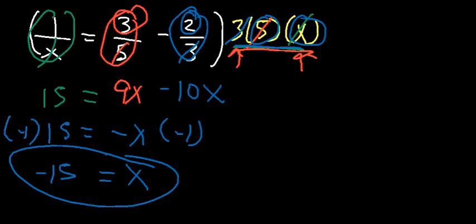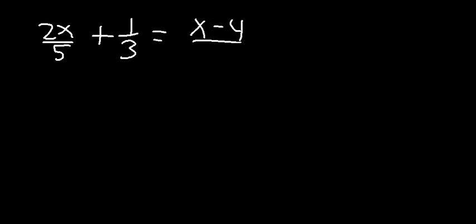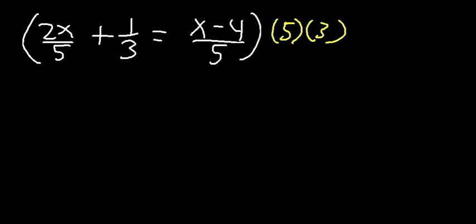So you can make these problems a lot simpler if you multiply both sides by the common denominator. Your goal is to eliminate all the fractions. So let's try some more examples on that. So let's say you have 2x over 5 plus 1/3, and let's say that's equal to (x - 4) over 5. To get rid of the 2x over 5 and the (x - 4) over 5, we need a 5, and we've got to multiply both sides by 3.